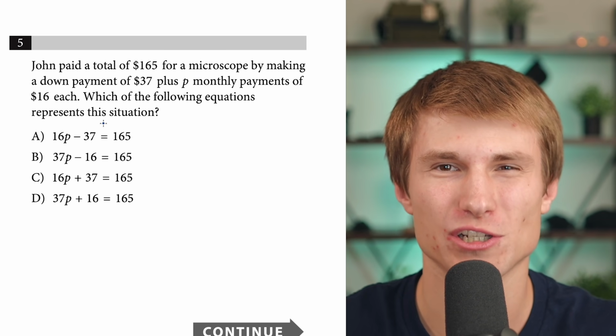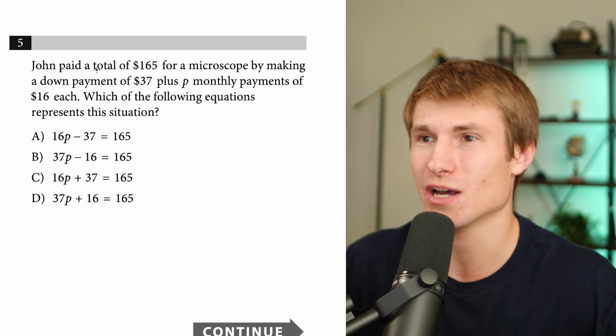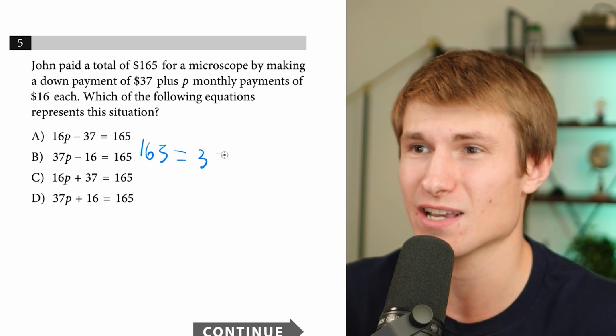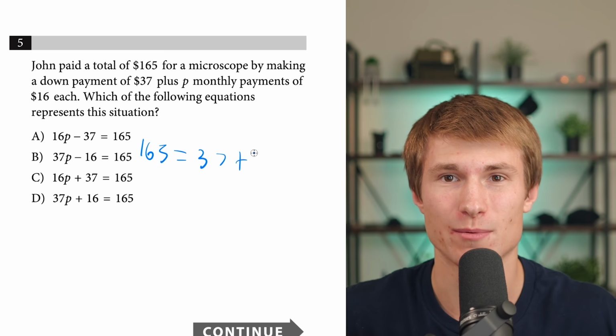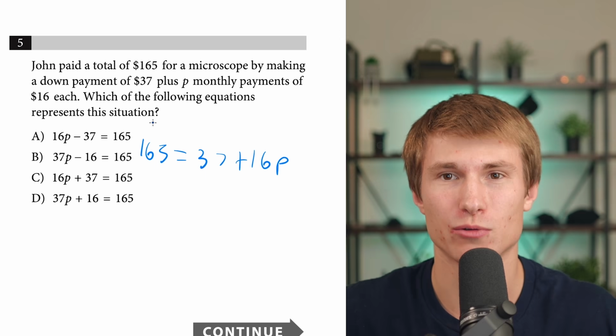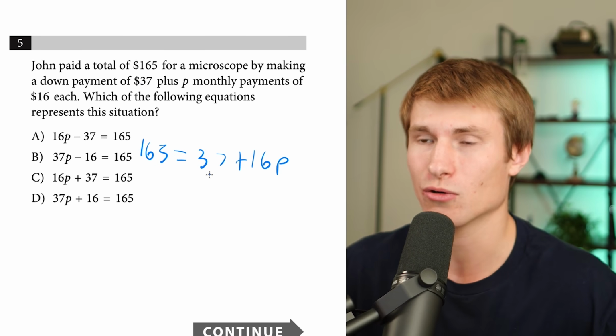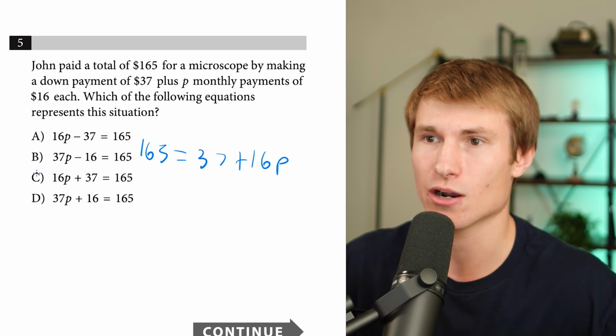Here's how to be more efficient on the SAT math section. Question 5 states that John paid a total of $165 for a microscope by making a down payment of $37 plus P monthly payments of $16 each. Which of the following equations represents the situation? And as you can see, as I read through the problem, I wrote down the equation that I would eventually come up with. So we see that our answer there has to be C.